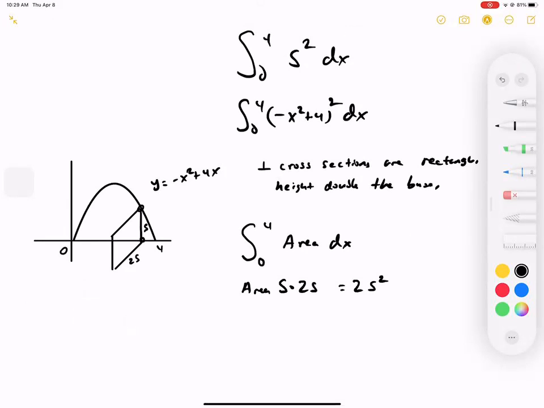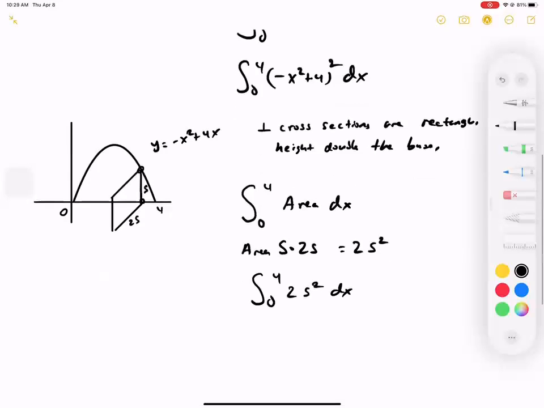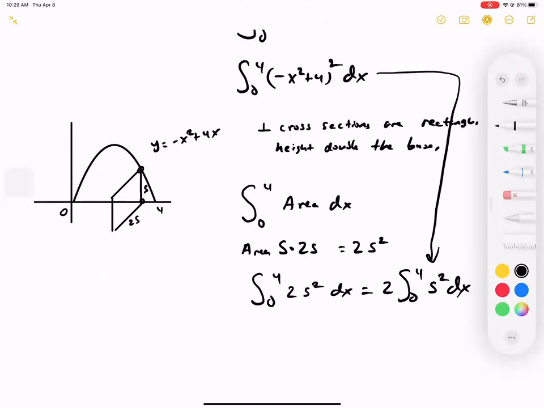So the cool thing is that when I rewrite this, 0 to 4 of 2S squared dx, since the 2 is a constant, I just kick that out. Guess what? It's going to be the same equation. So we're going to notice something about all these equations, is that they're all going to be s squared with a modifier in the front. Because I'm going to show you our next one here.